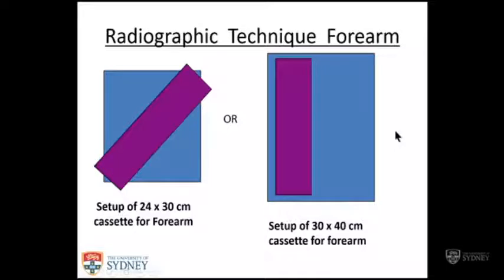Now we come to the forearm. Well, let's first of all think about what sort of exposure we might use. So if we adjust exposure relative to anatomical thickness, is your forearm thicker than your wrist? What do you think? It is, isn't it? So what do we use for the wrist? 100.1, 50 to 55.